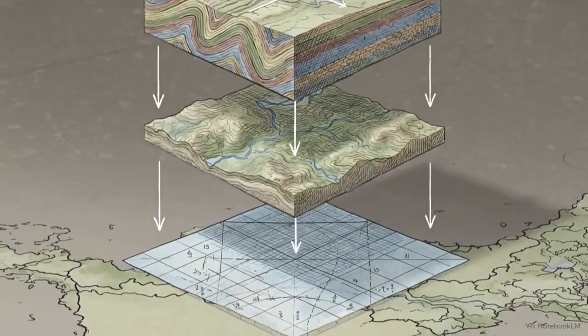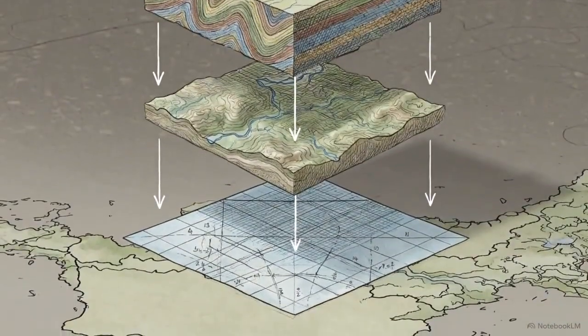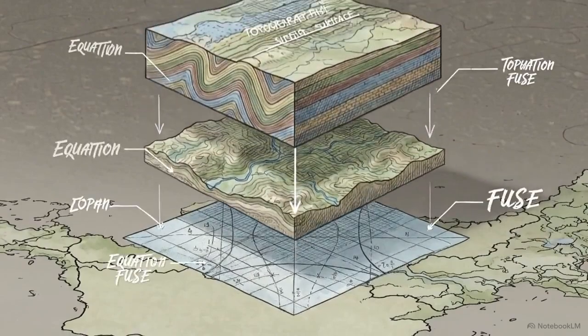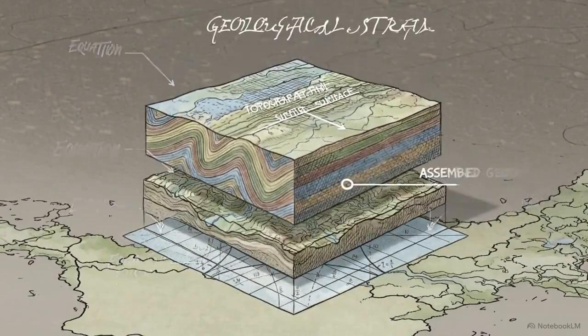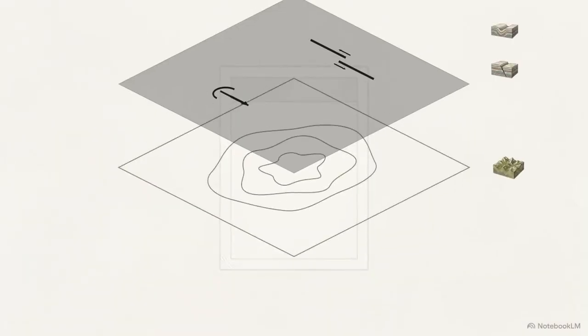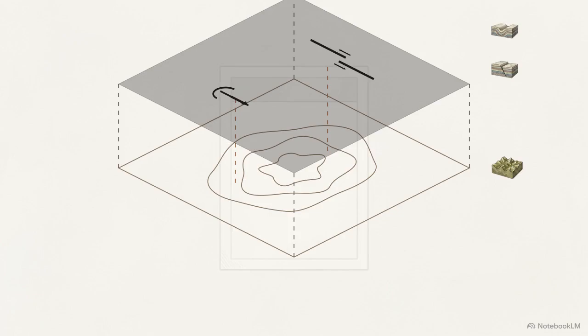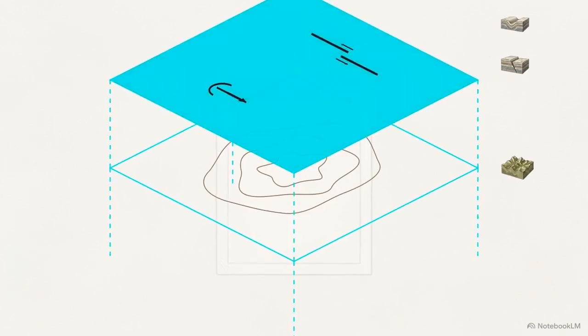The mathematical projection, the surface analytics, and the geological strata are not separate entities. They snap together into a single, unified analytical tool. Their interconnectedness is absolute. The subsurface geological symbols rely on the topographical surface analytics, which in turn rely entirely on the exact mathematics of the projection grid.